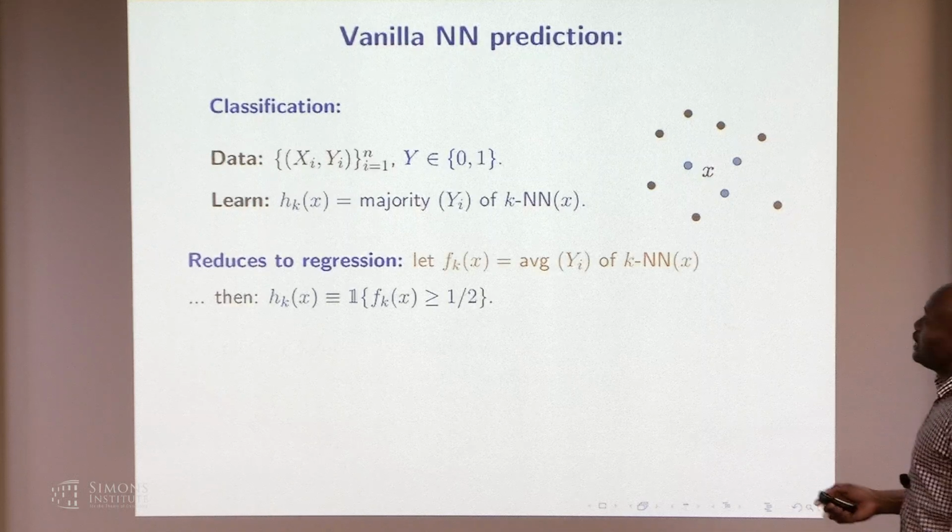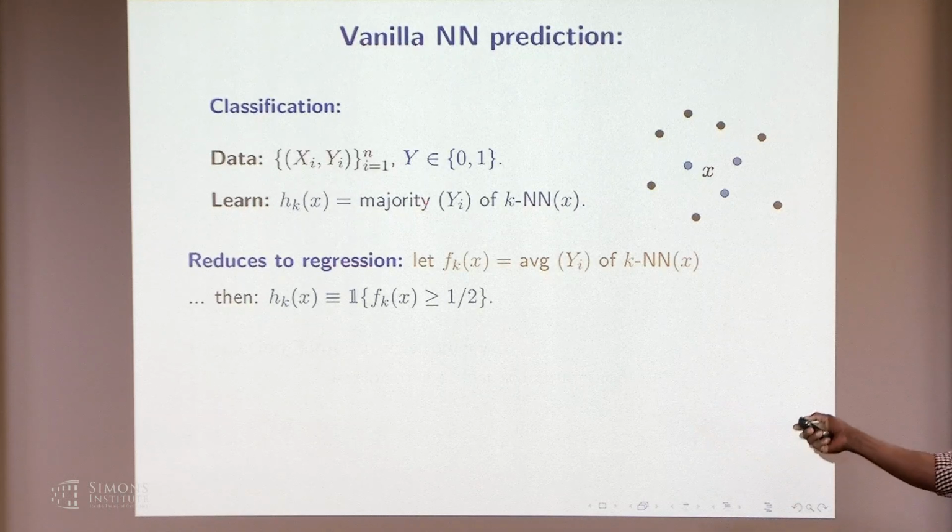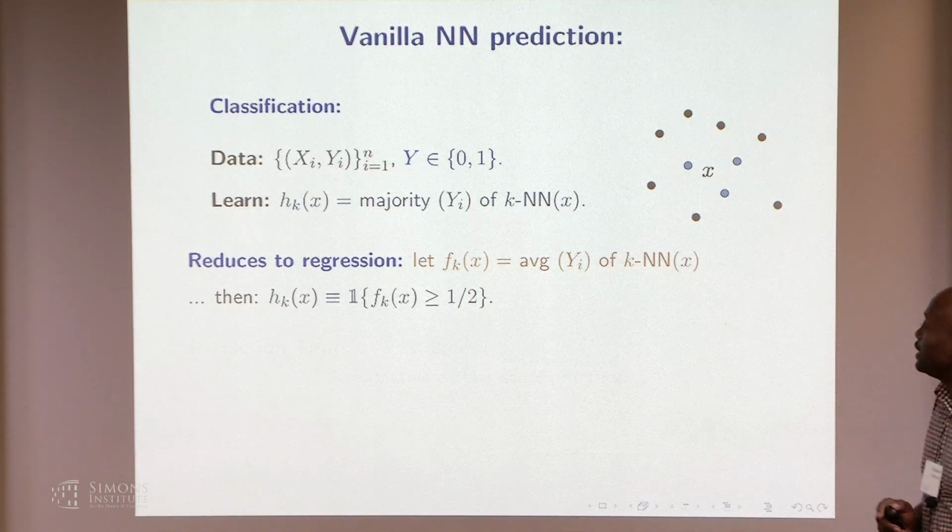The interesting thing is that we can reduce it quickly, simply to regression. Take the regressor, which is the average, and just threshold it. This allows us to analyze the risk of the classifier just through the risk of the regressor. So that's the main reason why I'm putting this on the slide.